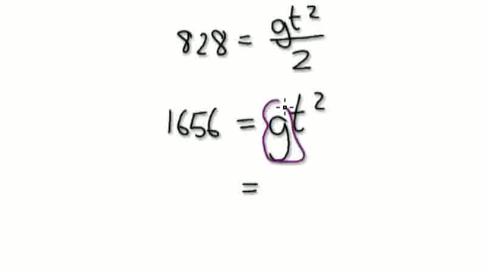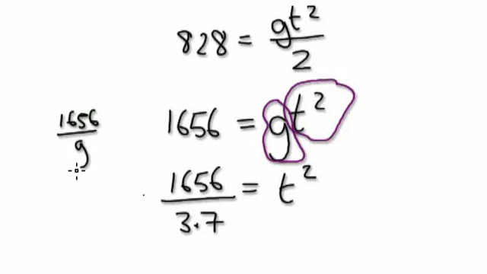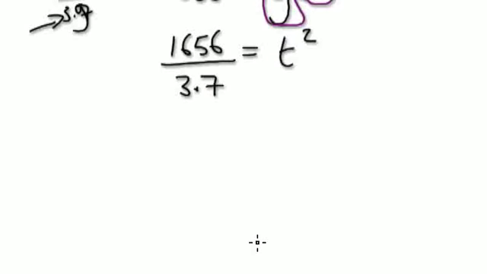Okay. Now you visualize this as G multiplying T squared. So kill off the G. Divide both sides by G. So it will be 1656, and now I'm going to put the G in: 3.7 T squared. So it should be this over G, and then I'll put 3.7 into the G. So it becomes this.